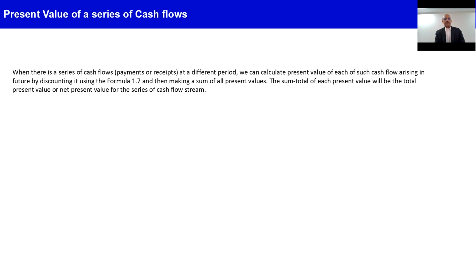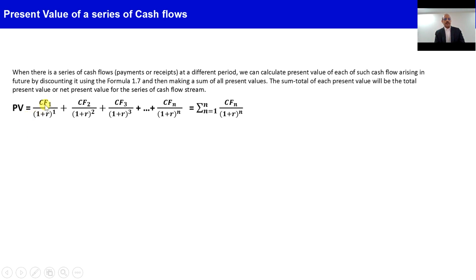Let's see what happens when there is a series of cash flows, not one particular cash flow at one point in time. When there is a series of cash flows, either receipts or payments, each year's cash flow has to be discounted by the respective present value discounting factor, and then the sum of all the discounted values is the total present value of the future cash flow series. We can write the formula symbolically in this manner. The cash flow of year 1 is to be discounted by 1 plus R raised to power 1, the cash flow of year 2 has to be discounted by 1 plus R raised to power 2, and so on. When we take the sum of all the present values, we get the total present value of the future cash flow series.